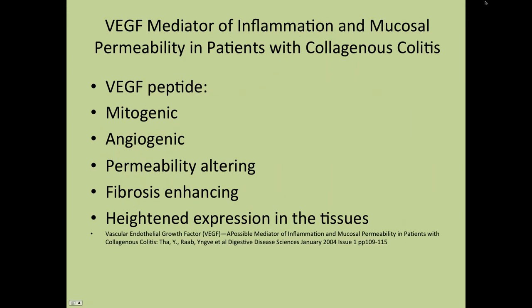So this is another study that shows in digestive diseases, VEGF is a mediator of inflammation and mucosal permeability in patients with collagenous colitis. So VEGF, once again, alters permeability. And I think what you'll find is your people with chronic permeability problems will have slightly elevated VEGF. And the reason that's important, and why you want to work backwards and use this as a marker to be characterized, is that it points them in the direction of developing cancer years later.